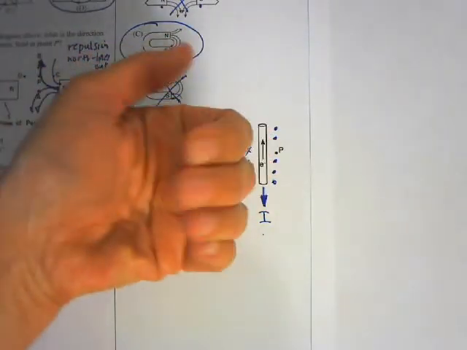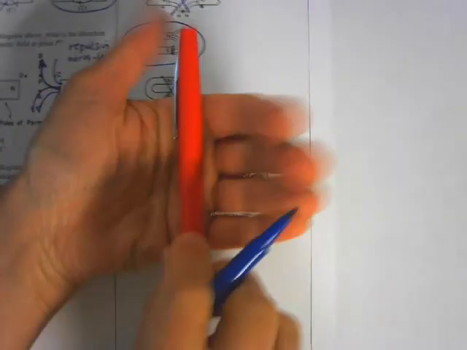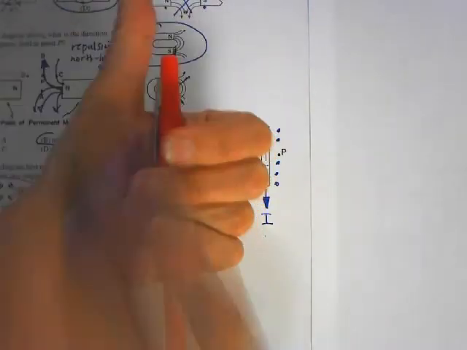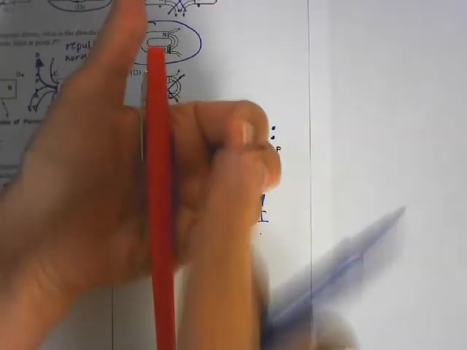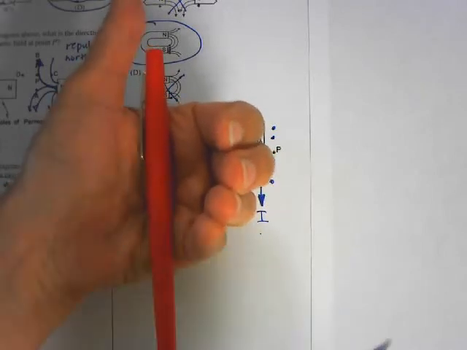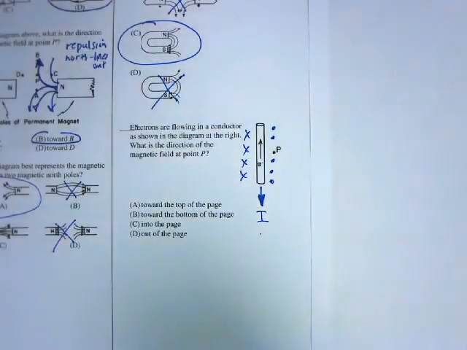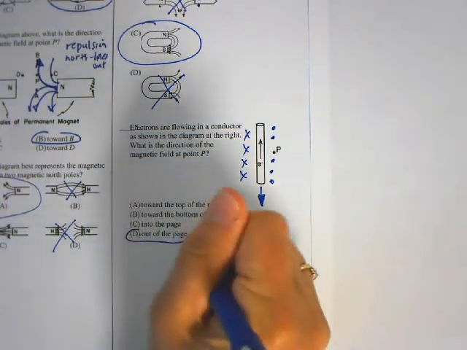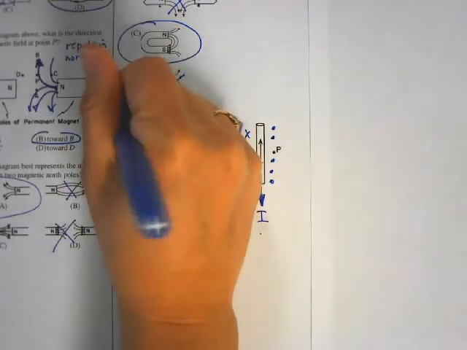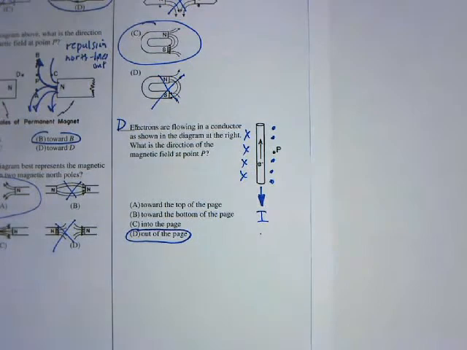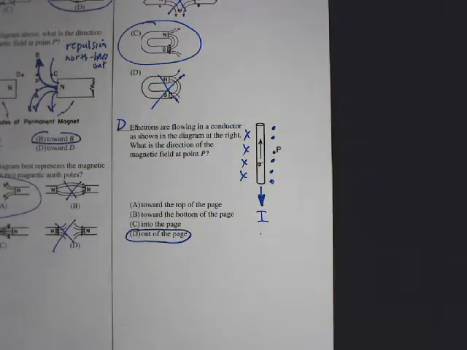Again, if you used your left hand going around the wire, this is the direction of the electrons, and then the fingertip shows it's coming out of the page. So the answer is D. I find it easier whenever we have electrons, instead of always using my right hand and doing the opposite, to just use the left hand.